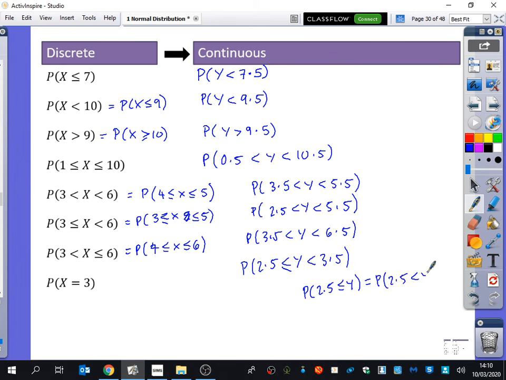The probability of this is the same as the probability of this when you type it in a calculator. So in normal distribution, they're the same as each other, so we're not really bothered about how they look, okay? Right, I'm going to separate this.